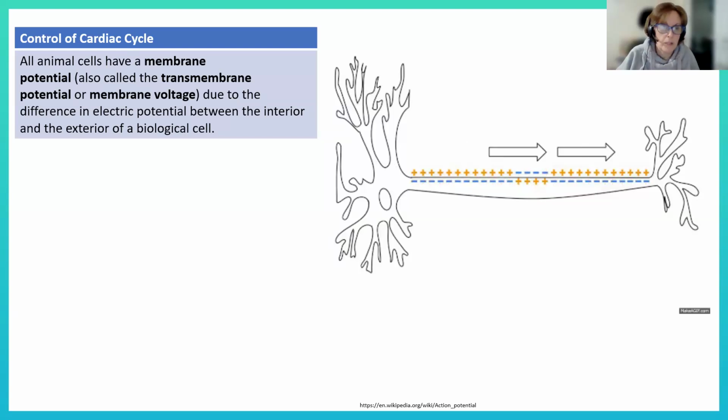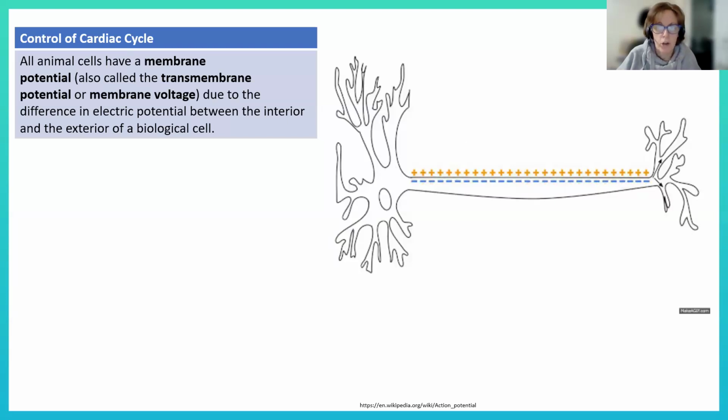So all animal cells have a membrane. We've talked about that in one of the first sessions that we did. There's a cell membrane. It controls what enters and exits the cell. And one of the things that can enter and exit the cell are charged particles, like that sodium we were looking at a minute ago with the chemistry stuff. So that sodium ion is what we call a charged particle. So they can leave and enter the cell across the cell membrane.